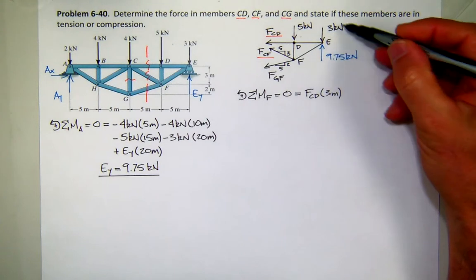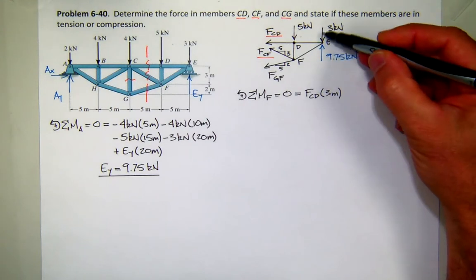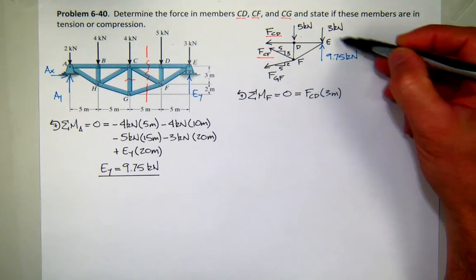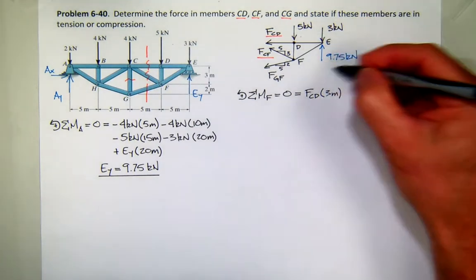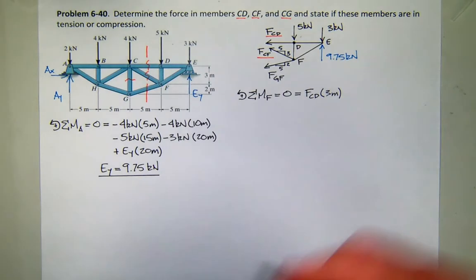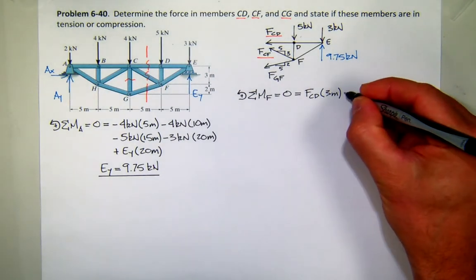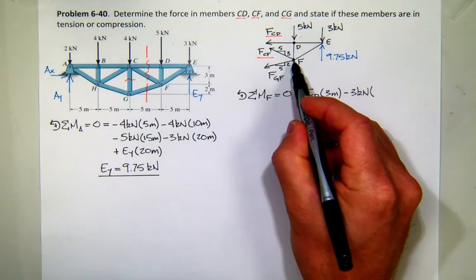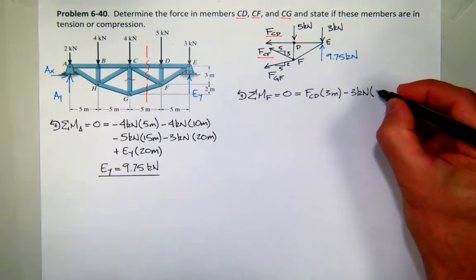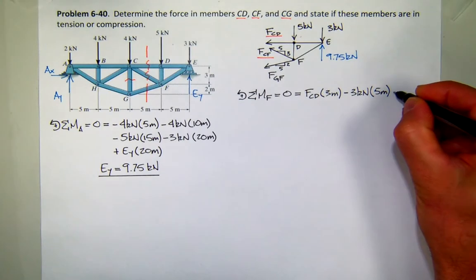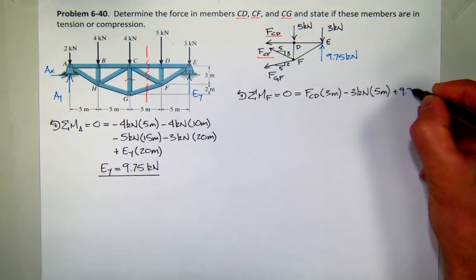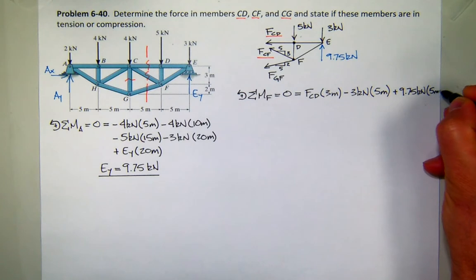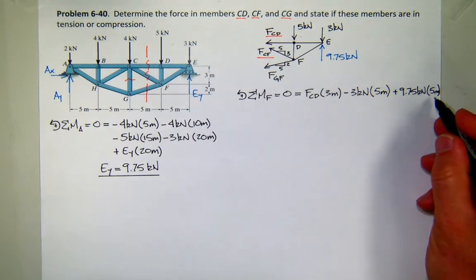Then I have this composite set of forces. The 3 kilonewton force is creating negative moment about F, and the 9.75 is creating positive. I could sum these together and get a resultant force, but I'll do them separately right now so you can see them. So I'll have minus 3 kilonewtons, and the moment arm is the distance from F to E, which is 5 meters, and then plus 9.75 kilonewtons, and it has the same moment arm. Kind of squeezed it in there, sorry.